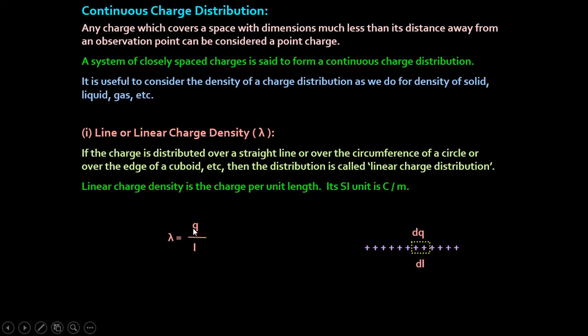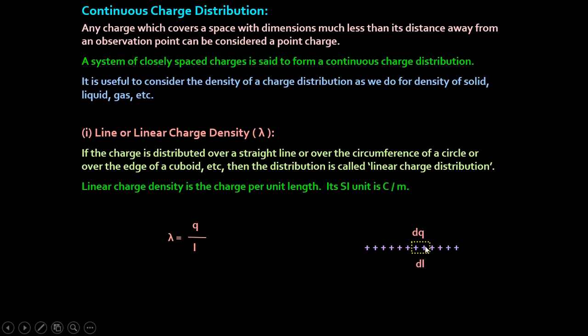Then total charge is how much? Q divided by small l, which gives lambda, the linear charge density. In case the length is infinite, there is a method to calculate this q. The method is very simple. If this length is infinite, then you have to take a small section.